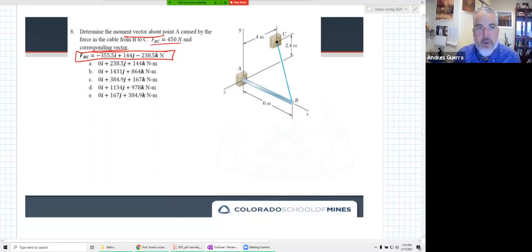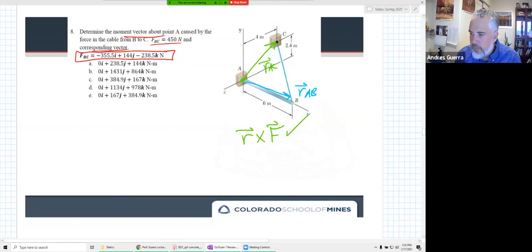So if we want to find the moment about point A, this should be our process. We know it's going to be an R cross F. We just have to figure out what R do I use and what F do I use? Well, F is given. R, remember, we can go to any point on the line of action of the force. So we could do R from A to C, or we could do R from A to B. Either one of those R's will give us exactly the same answer.